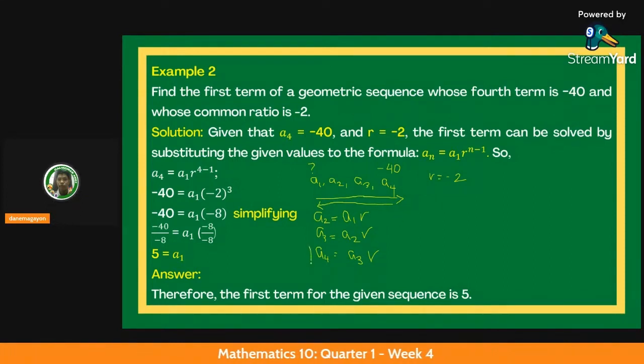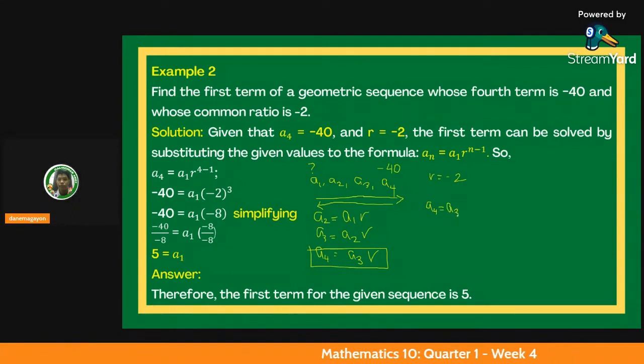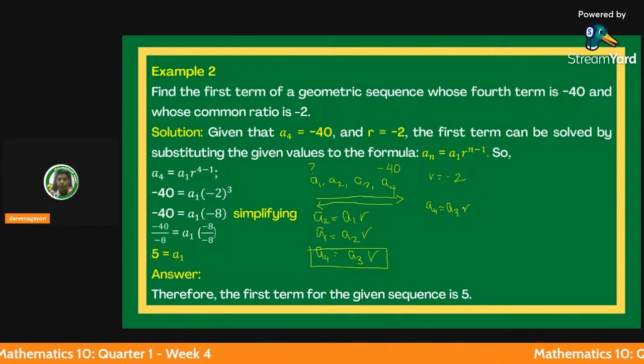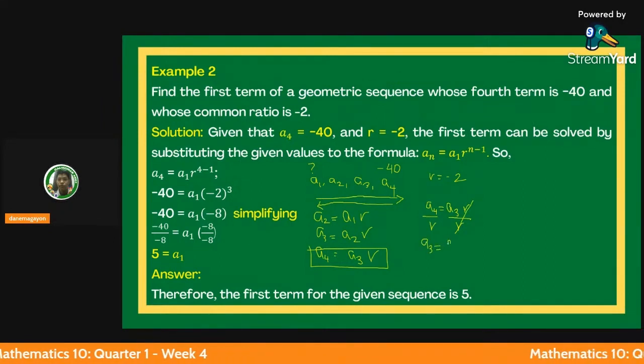So for example, this part. I have A sub 4 is equal to A sub 3 times R. Using this formula, I will try to derive the value of A sub 3. We will divide both sides of the equation by R. We eliminate R, so we have A sub 3 equals A sub 4 divided by R.